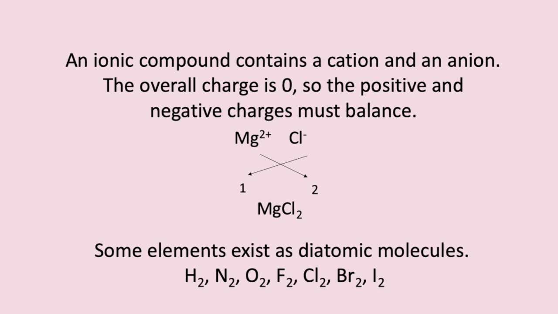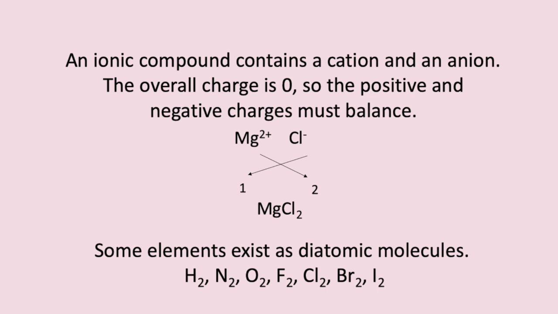Ionic compounds contain positive and negative charges. The overall charge for an ionic compound is 0, so the positive and negative charges must balance. For example, if you had a compound of magnesium chloride, you would see that magnesium has a 2+ charge and chloride has a - charge. You need 2 Cl- to balance out the Mg2+.